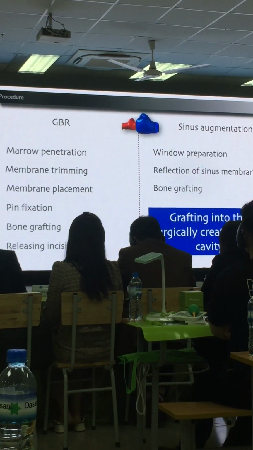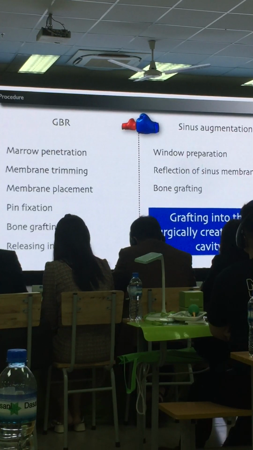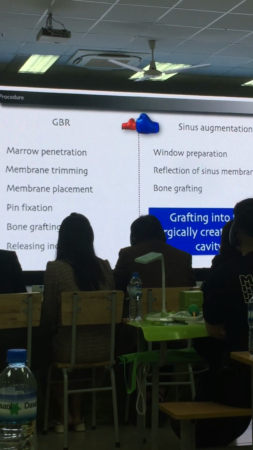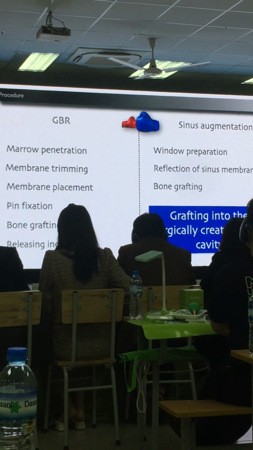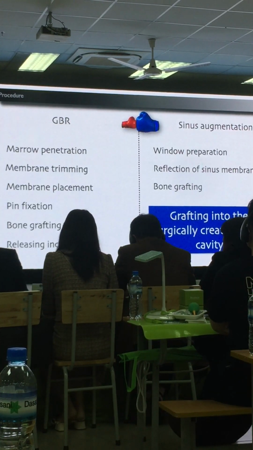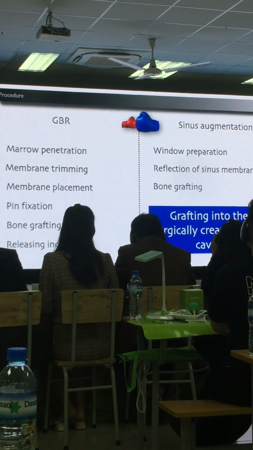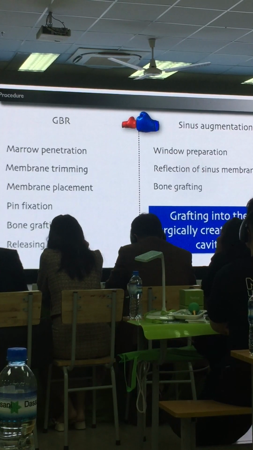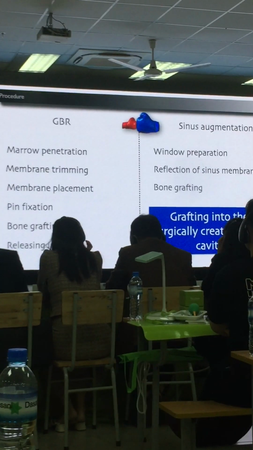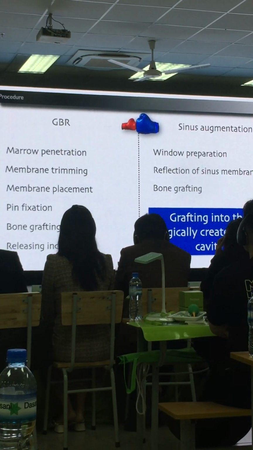Let's compare the sinus augmentation procedure with GBR. GBR requires many steps. As you can see, marrow penetration is needed in the recipient site for better blood supply. The membrane should be properly trimmed to fit the defect well. To stabilize the membrane, fixation pins should be applied at the margin of the membrane. After bone grafting, the site should be submerged and releasing incisions should be made for tension-free closure. Each procedure is very complex and time-consuming.